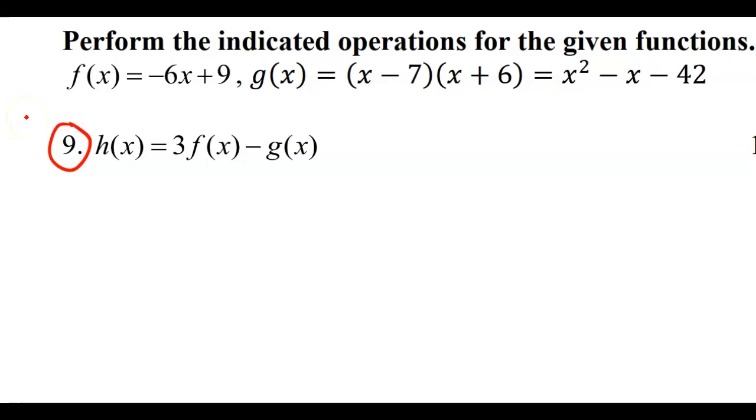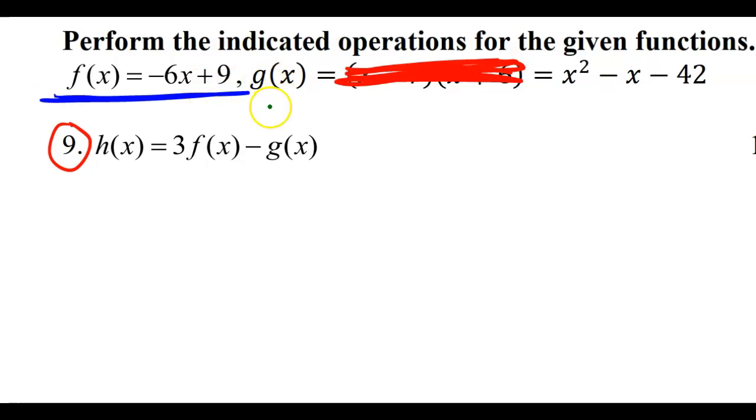Like I told you before, on g of x, do not use this parentheses version. They're all equal, but just use the x squared minus x minus 42 version. So f of x, negative 6x plus 9, g of x, x squared minus x minus 42. I want you to do number 9.